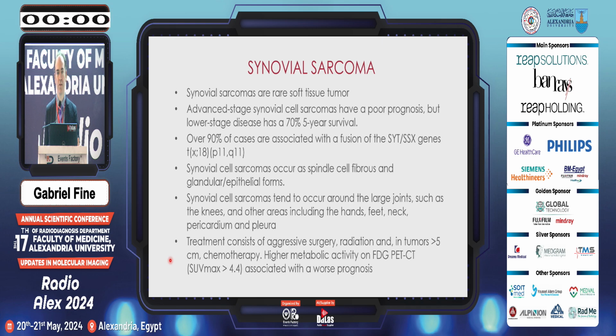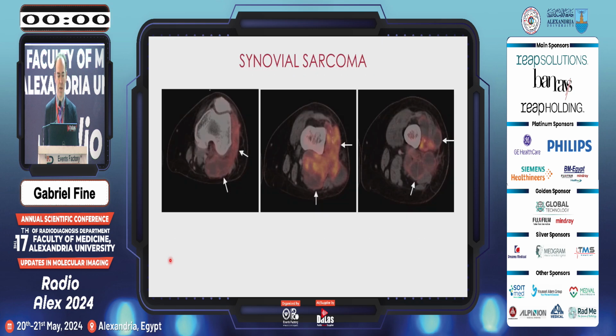Higher metabolic activity is associated with a worse prognosis. So here's an example of a synovial sarcoma of the left lower thigh. You can see a lobulated hypermetabolic mass arising from the synovial capsule of the left knee, and it contains multilobulated cystic areas that dissect into the surrounding soft tissues.